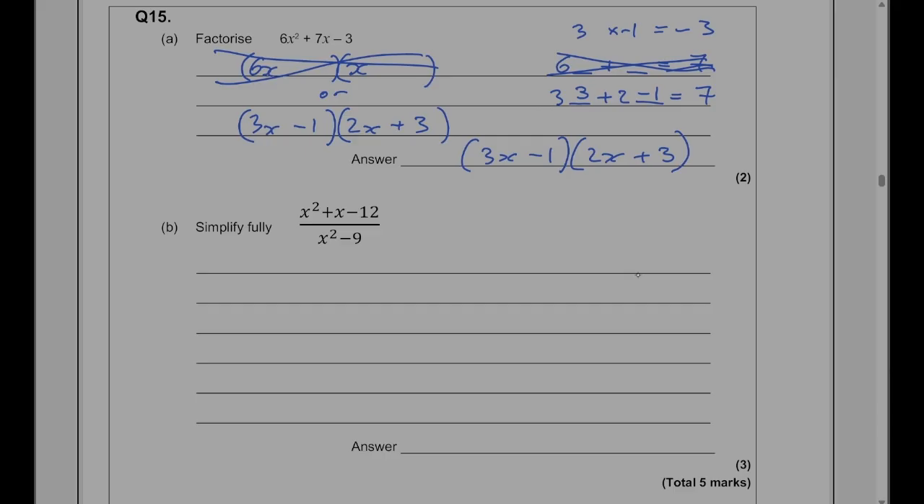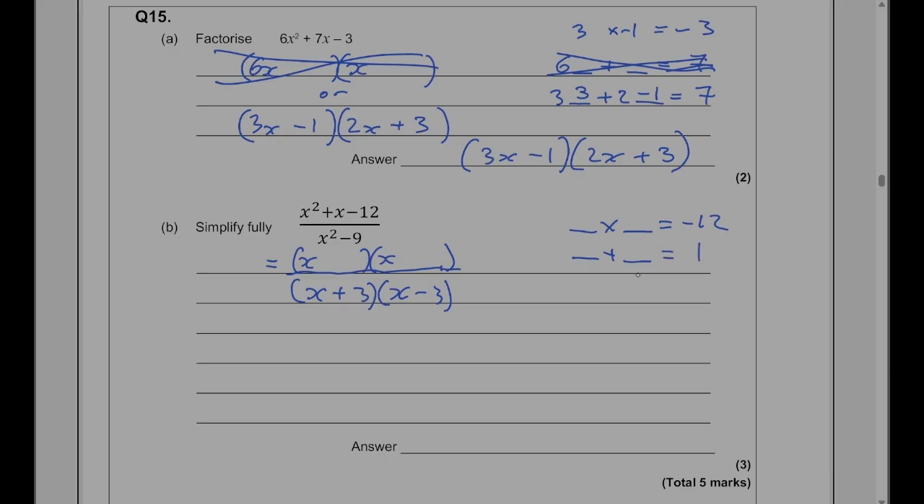Right, part B. Simplify fully. So we've got 2 quadratics, we've got a difference of 2 squares on the bottom, which is where I'm going to start with this. If I leave the top for now, I want that to be x plus 3 times x minus 3, and that gives us a bit of a hint for our top line, because if we're simplifying, one of these terms on the bottom is going to be in the top line as well. So we're after 2 numbers that multiply together to make minus 12 and add together to make 1.